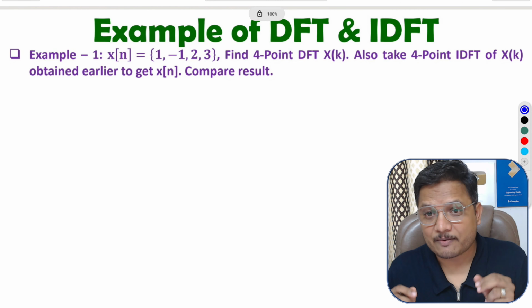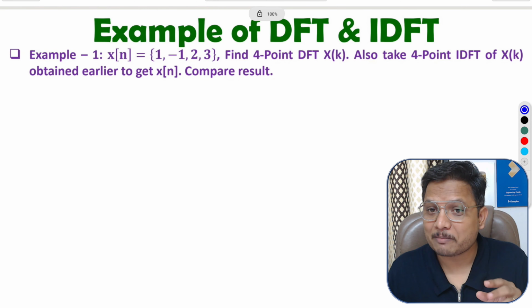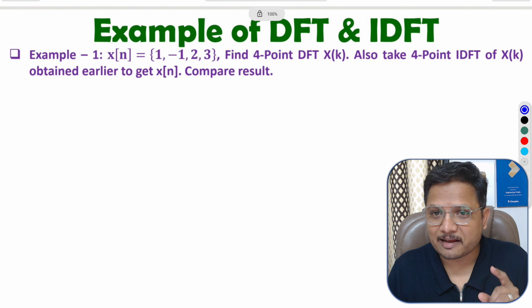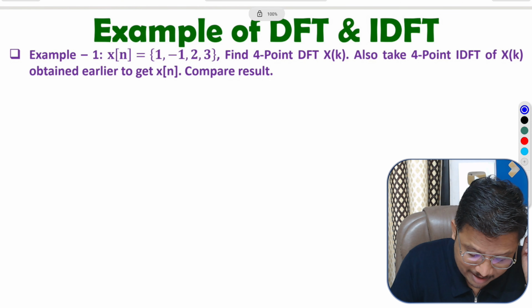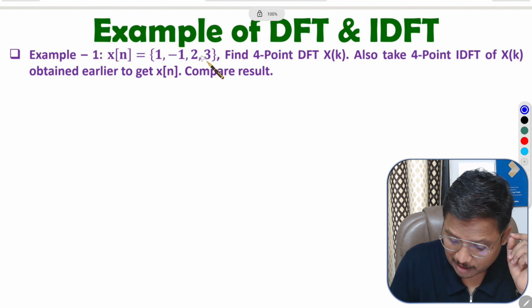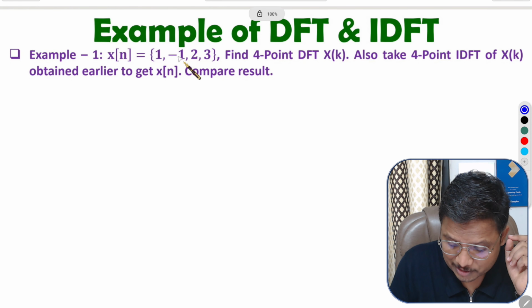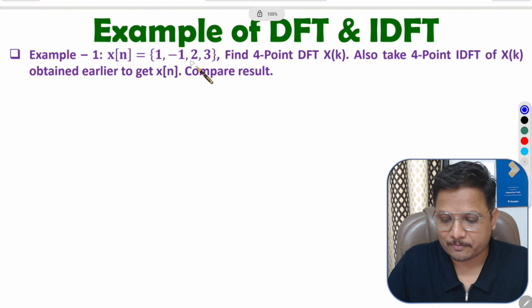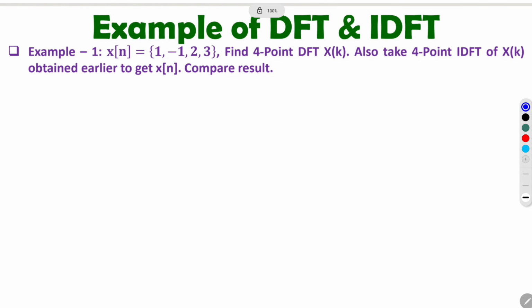In this video, I will solve one very interesting problem based on DFT and IDFT. Here, I will calculate the DFT of 4 points. After calculation of the DFT, I will identify the inverse DFT and compare the results of the IDFT with the initial sequence. Here one can observe we have a 4-point sequence. So here x of n is 1, minus 1, 2, 3.